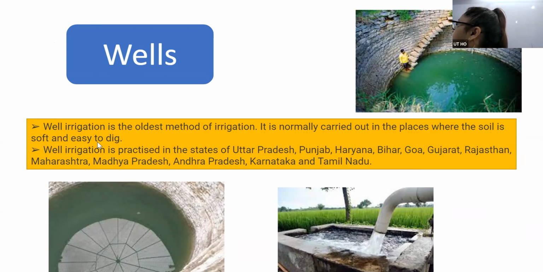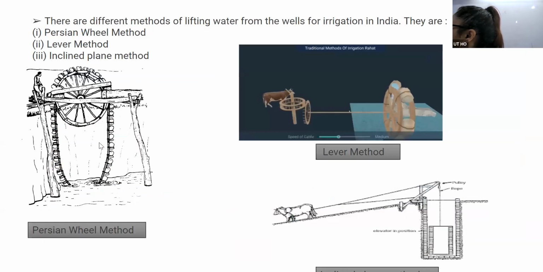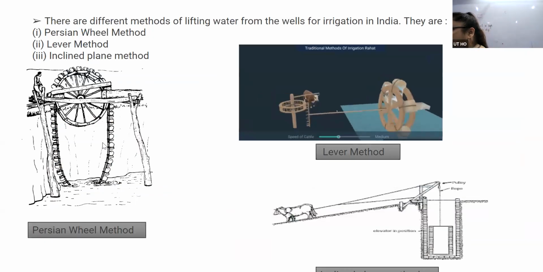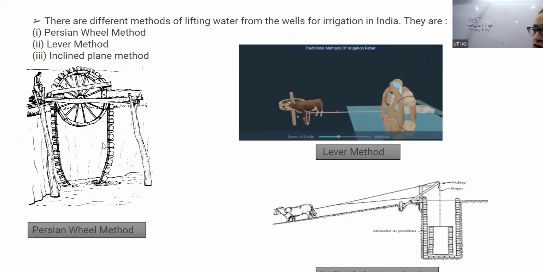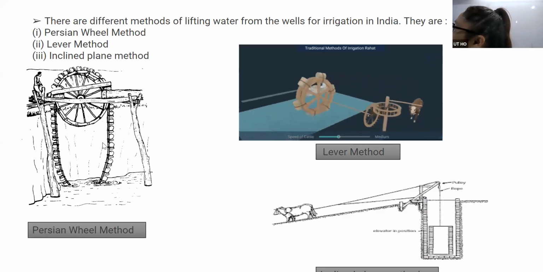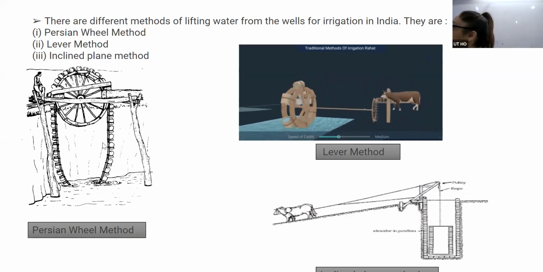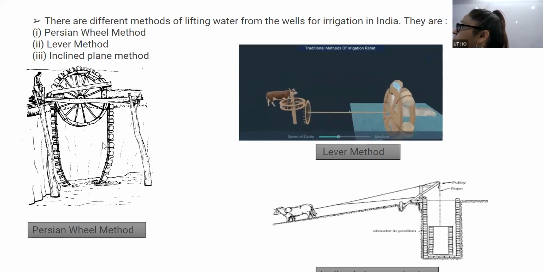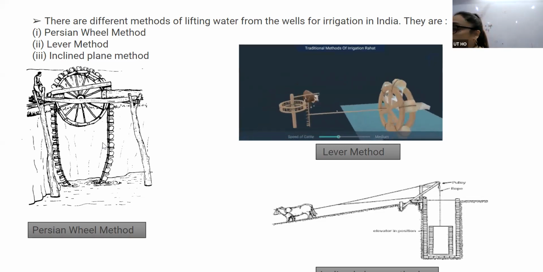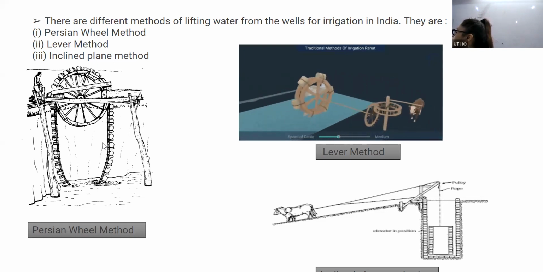Okay, UP, Punjab, Haryana, Bihar, Goa, Gujarat. Next. Now, if anything is left, you mark it in your text. Okay. Then there are 3 different methods of lifting water from wells. First is the Persian wheel method. Second is the lever method. And third is the inclined plane.